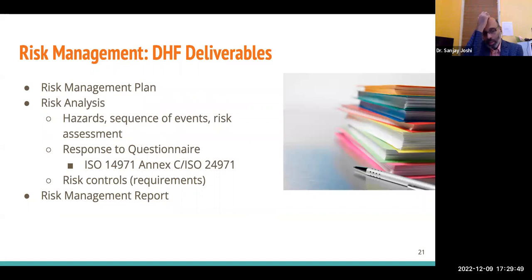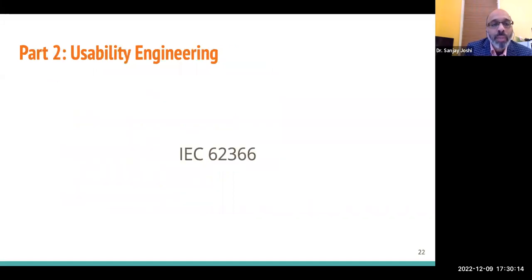All these details come together in your risk management file, and that's actually part of your design history file. And usually it contains three things: risk management plan, the analysis and report. And the risk analysis has all those rows we talked about: the hazard, sequence of events, risk assessment. It also includes the questionnaire and the risk controls, which are typically the identification of requirements. So that's for risk management, and that concludes the risk and the management part.